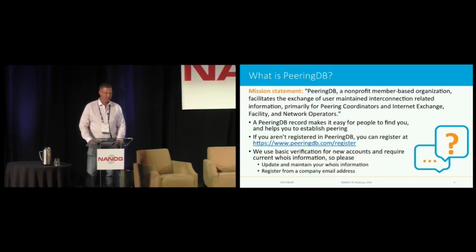So a PeeringDB record makes it easy for people to find you, and it helps you establish peering. If you aren't registered at PeeringDB, please register at peeringdb.com/register. We do use some basic information for validating new accounts and require WHOIS information to be accurate, so please make sure you update your WHOIS information and also use an email address that's registered from your company domain.